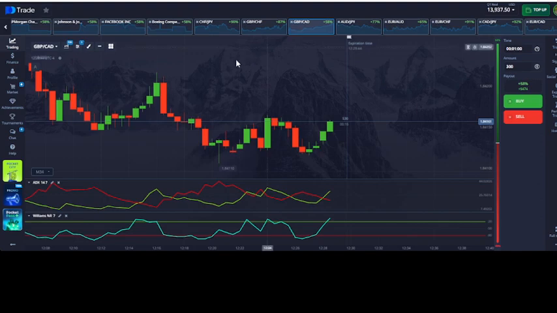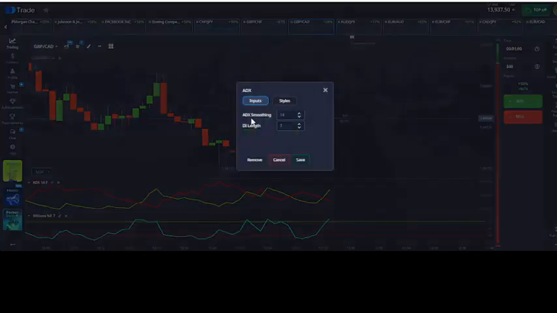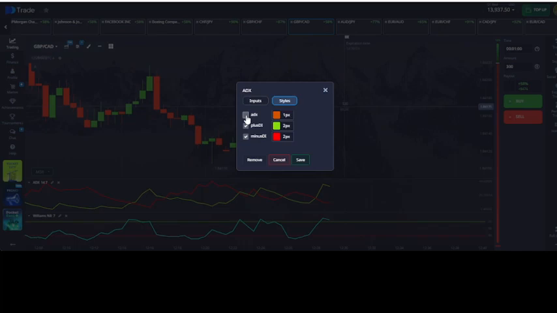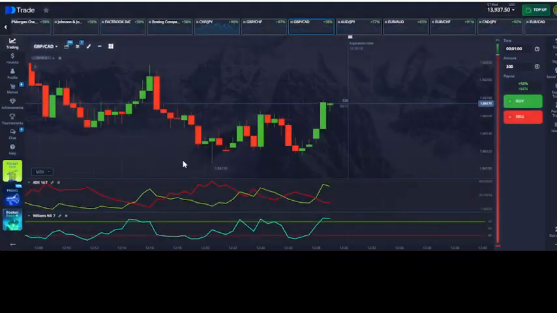Okay, so for my first indicator, I have the ADX. If I click on the pencil icon for the ADX indicator, I have the ADX smoothing set to 14, the DI length set to 7, and in the style settings, I've disabled the ADX line and I made the plus DI line green, 2 pixels, and the minus DI line red, 2 pixels line width.